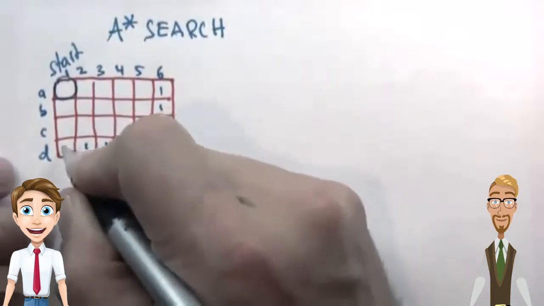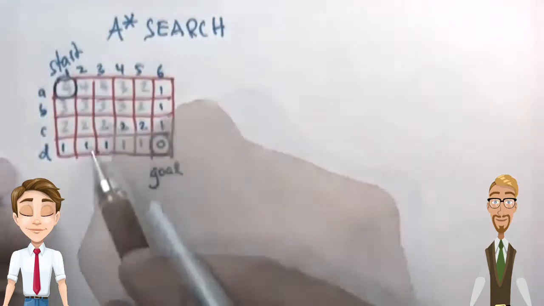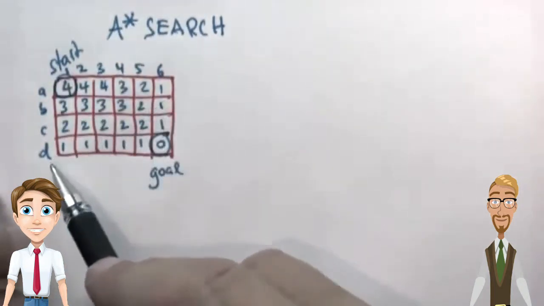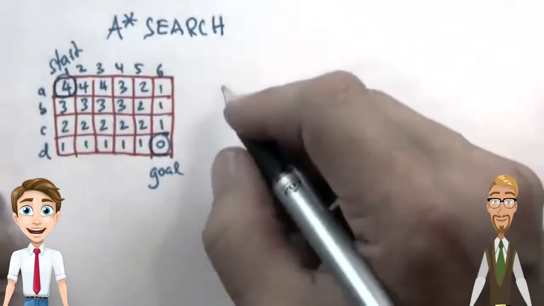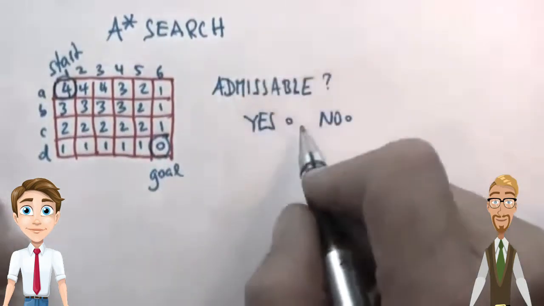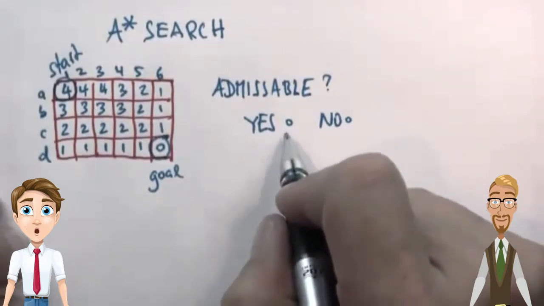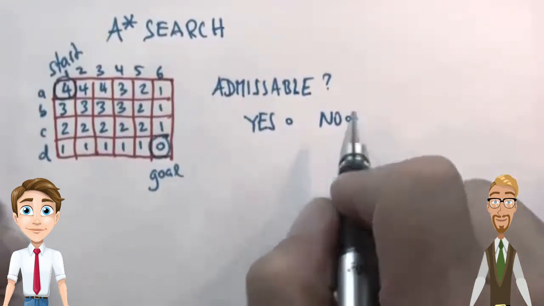Let me draw a heuristic function. Please take a look for a moment and tell me whether this heuristic function is admissible. Check here if yes and here if no.